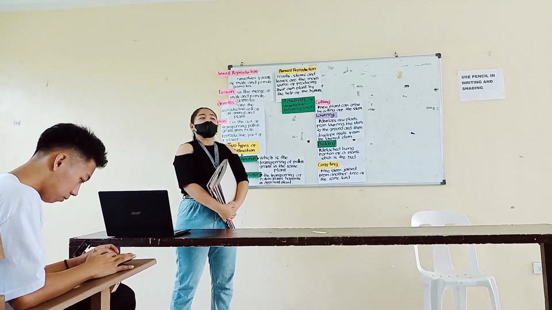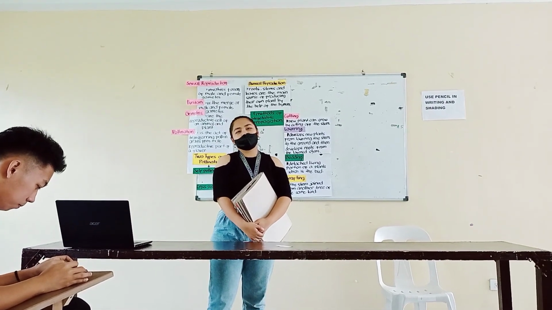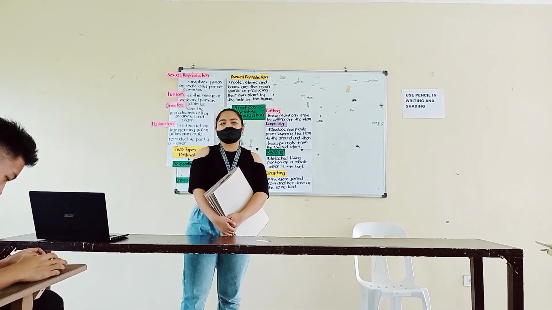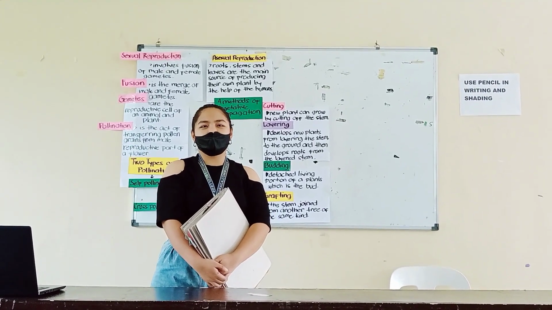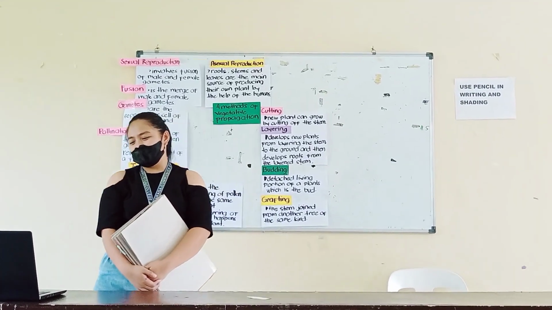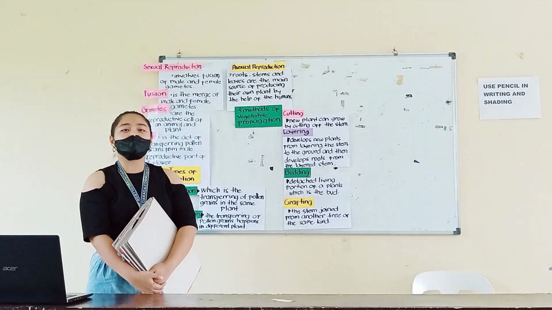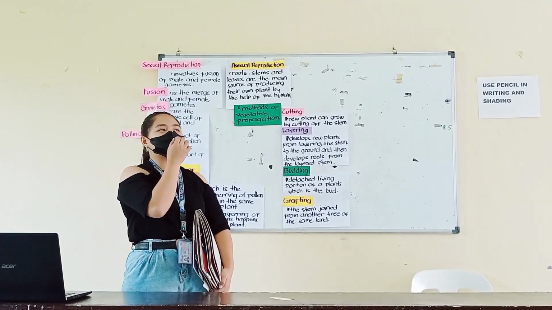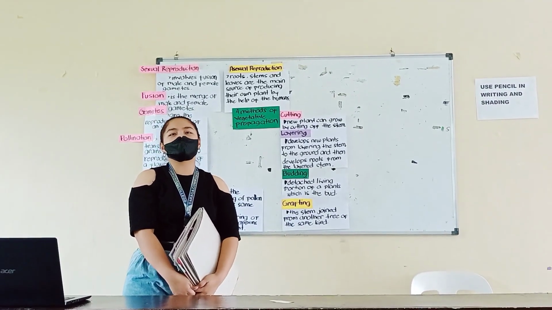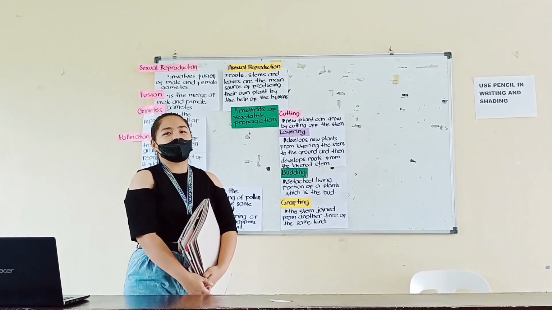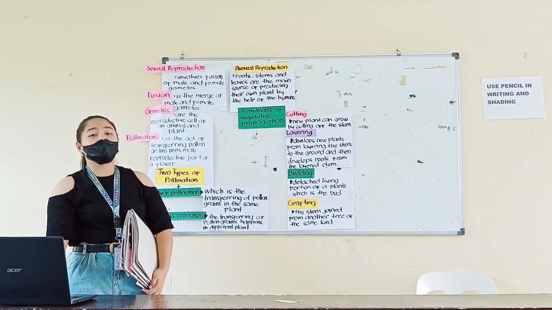Do you believe that plants can also reproduce another plant or its own offspring? Yes. Why? It is because plants have reproduction. So plants have female and male reproductive parts, not only animals and humans. So let's proceed to our main lesson.